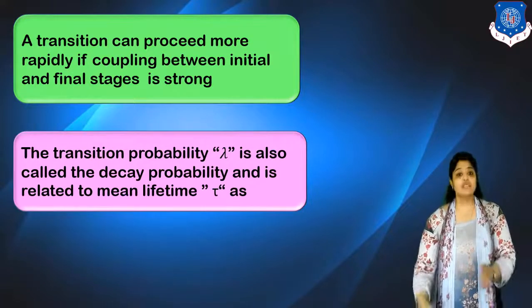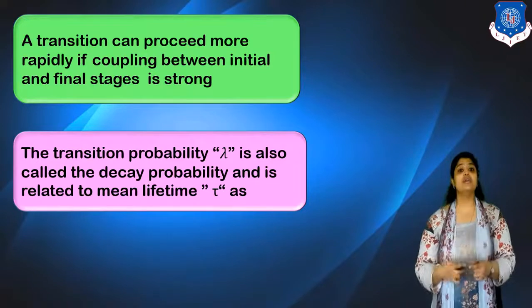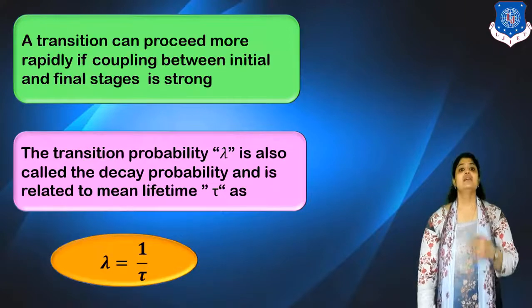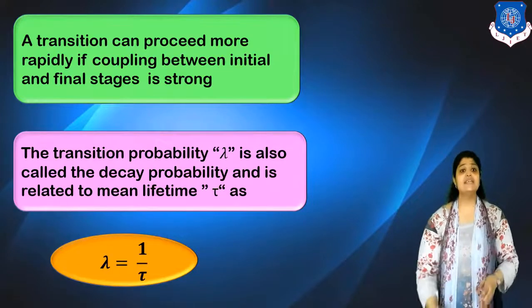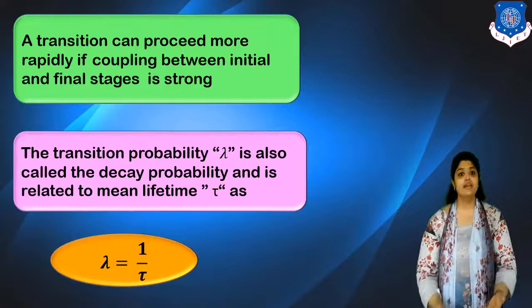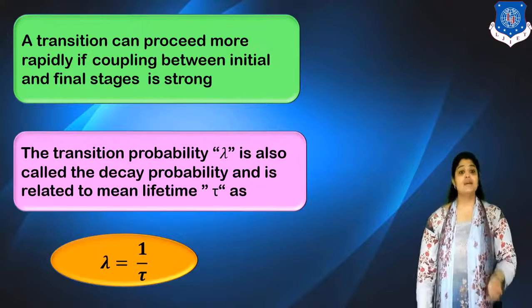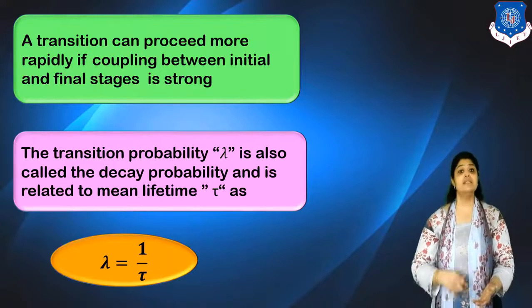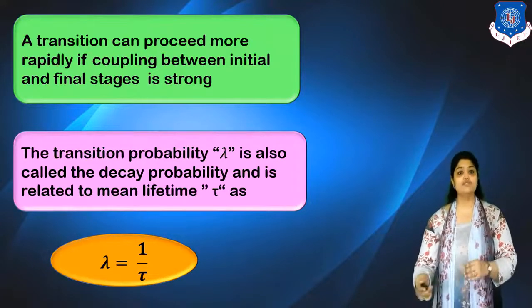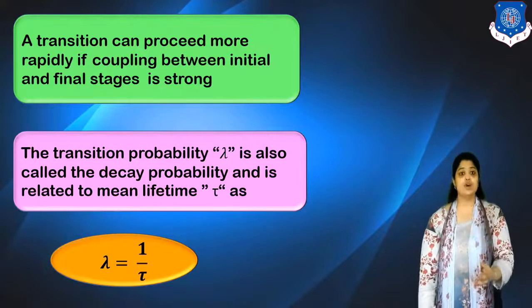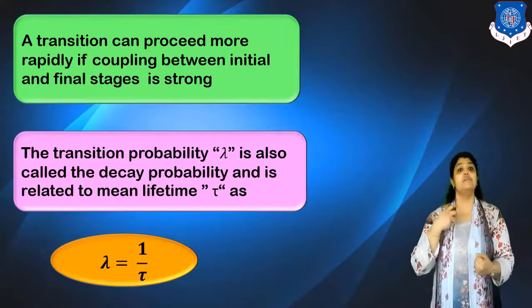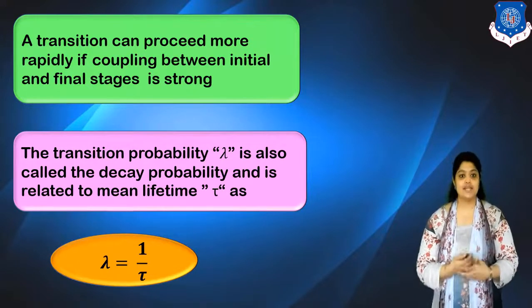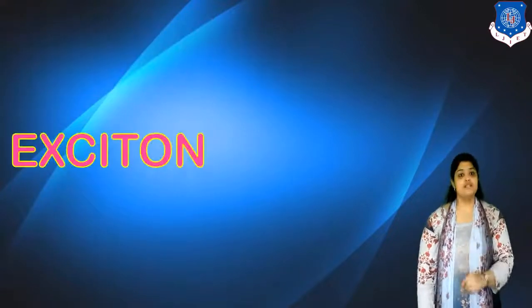Transition probability, which is denoted as lambda, is also called the decay probability and is related to the mean lifetime tau as lambda equals 1 by tau. I can say that transition probability is inversely related to the mean lifetime. So this was about what exactly Fermi's golden rule is. Fermi's golden rule means the equation which is going to give us the probability of transition. And this equation is dependent upon the matrix element, which means the coupling strength between initial and final states. This was about the first topic for today.